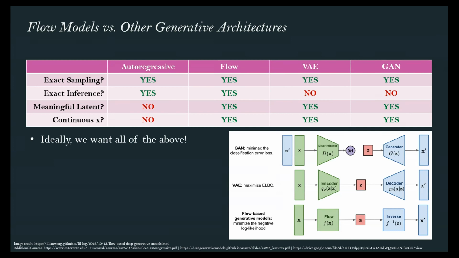So ideally we want to have all the above properties. We want exact sampling, we want to be able to generate new samples, we want to be able to figure out for a given sample what its probability density is, and we want a meaningful latent space that we can poke and prod and do cool things with. And we also want to be able to work with continuous X's, not just discrete X's.